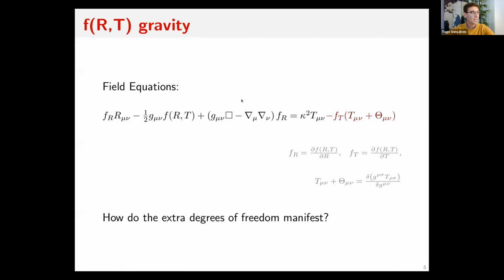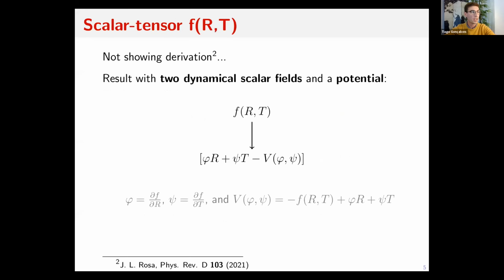This action through variation gives the following field equations. They are very similar to the ones from the theory of F of R, except, of course, as one would expect, some extra terms. The terms in brackets correspond to the variation of the trace of the energy momentum tensor with respect to the metric. And here I'm defining the derivatives of F with respect to T and R with subscripts. Now, having these two extra degrees of freedom, we would expect that in a scalar tensor representation we will have two dynamical scalar fields.